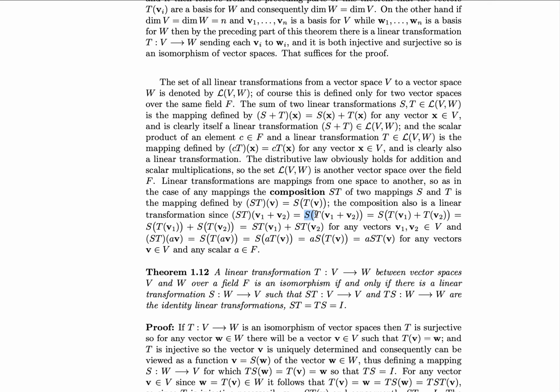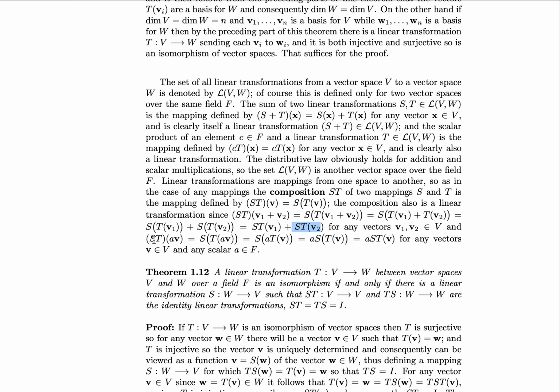We apply the definition: S of T of V1 plus V2 is S of T of V1 plus T of V2. And then we simply apply the linearity of S to split this S onto both terms. That's S of T of V1 plus S of T of V2. But remember, S of T of something is simply ST of that thing. So this is ST of V1 plus ST of V2. So ST is linear, or it respects addition.